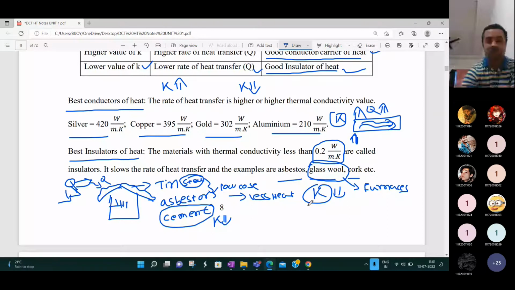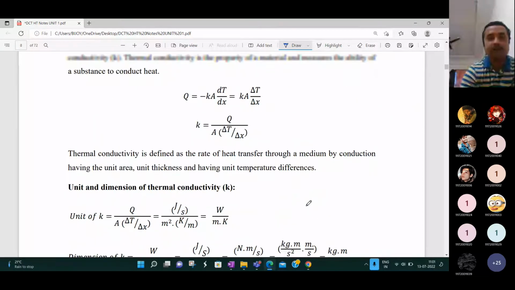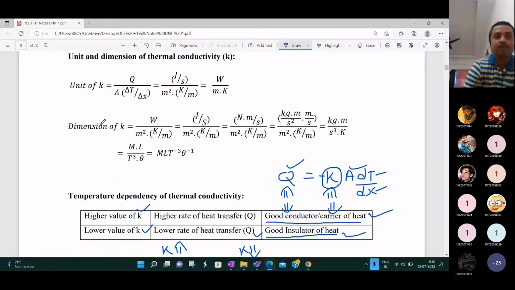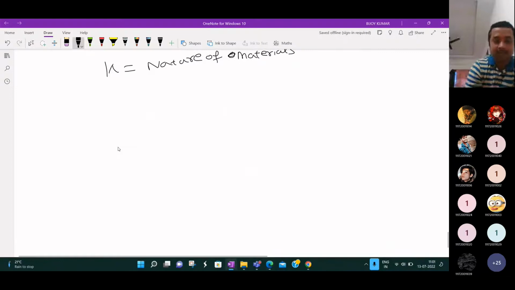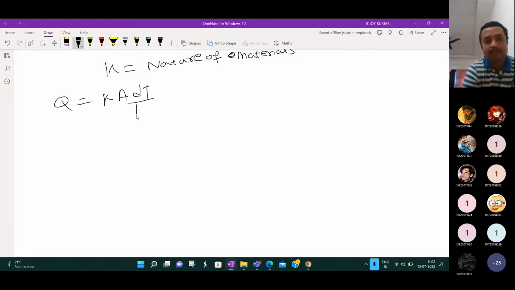Let us discuss then: what is the unit of K? Let me discuss the unit and dimension again. What is the unit of K? Q is equal to KA dT by dx. How do we determine it? Watt per meter square Kelvin by meter. The meter cancels out, so it will be watt per meter Kelvin.